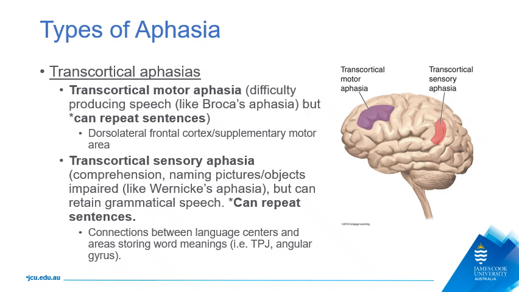And now we look at transcortical sensory aphasia. They will have difficulty with comprehension, naming pictures, objects, very much like Wernicke's aphasia. But they can still retain grammatical speech, which is different from Wernicke's aphasia. And people with sensory aphasia can still repeat sentences, just like people with motor aphasia.